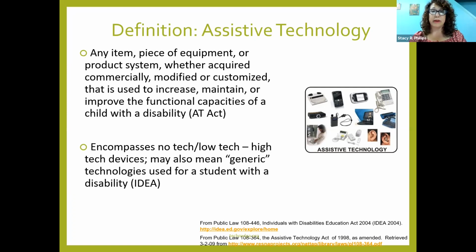On the screen, there is a picture, a box that says assistive technology, and there are different types of equipment in that box, including phones, hearing aids, personal listening system, a Braille device, and specialized computers.